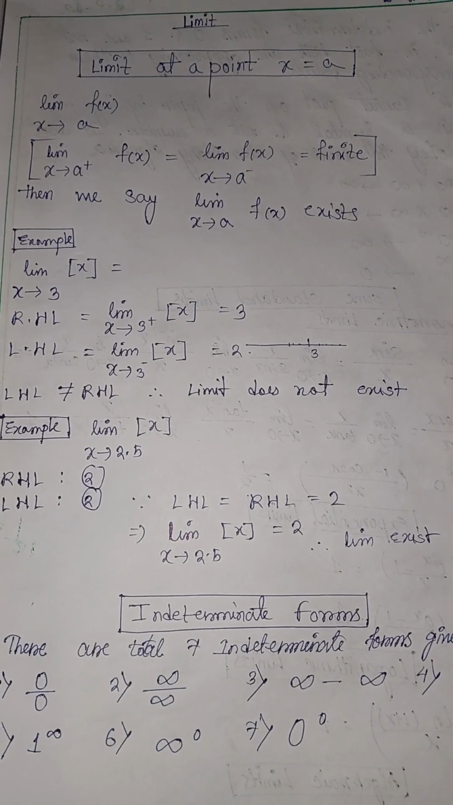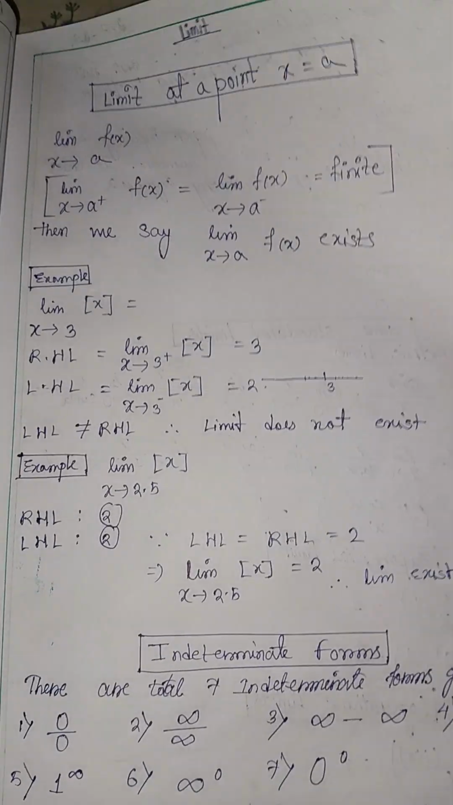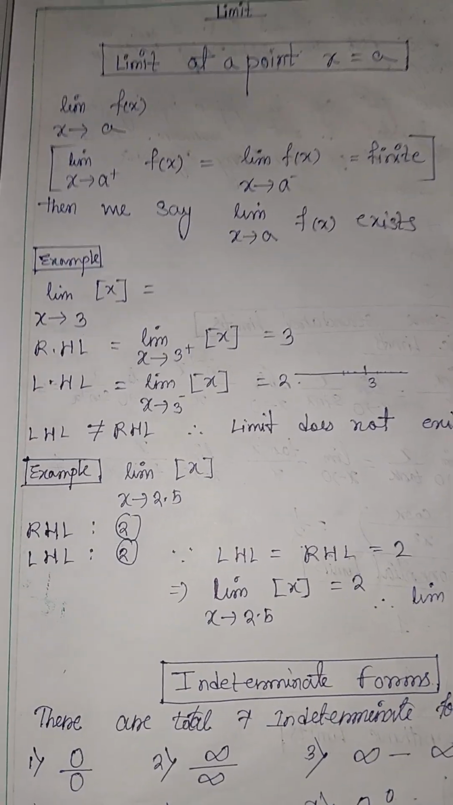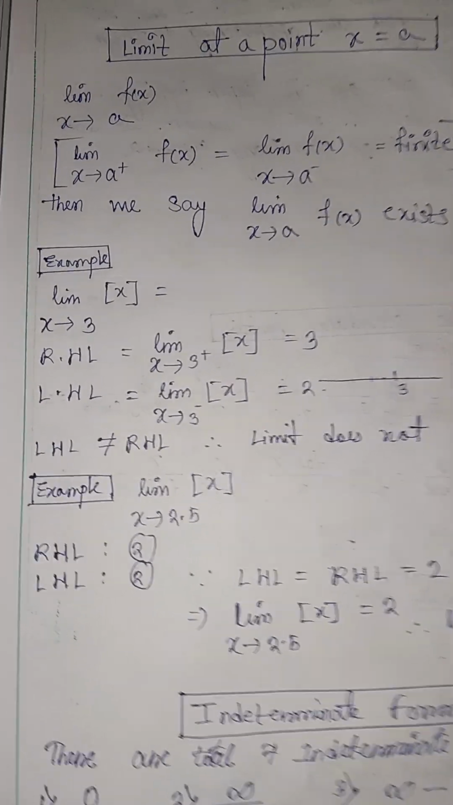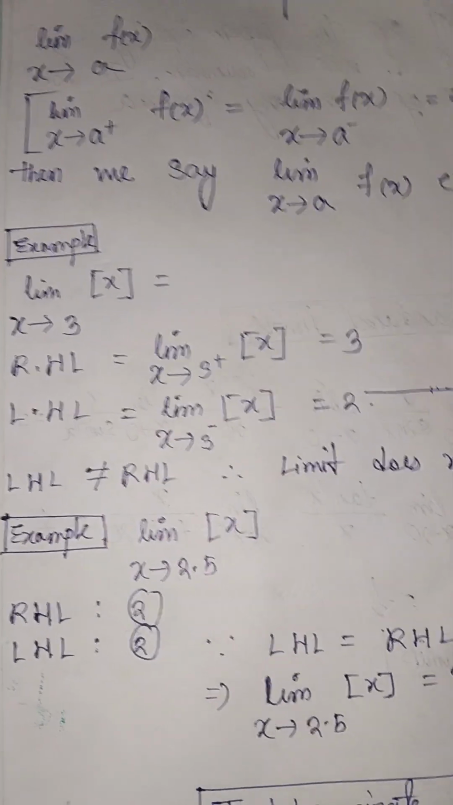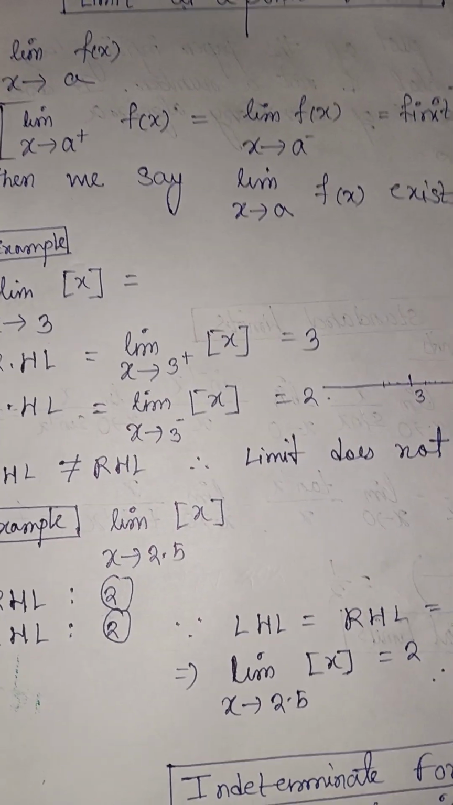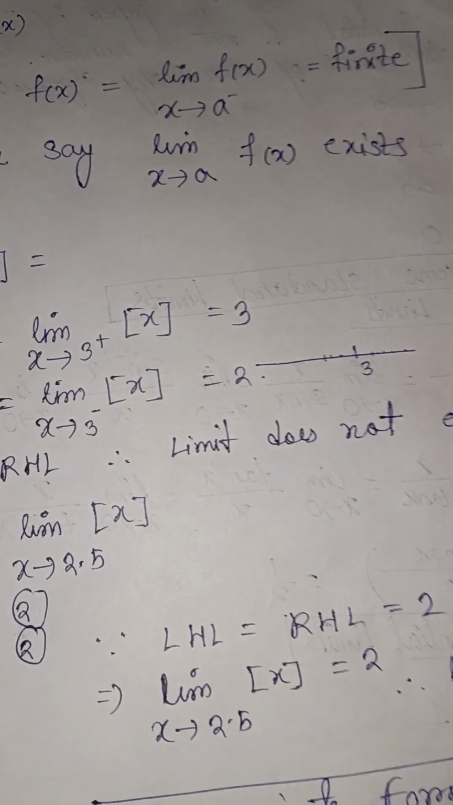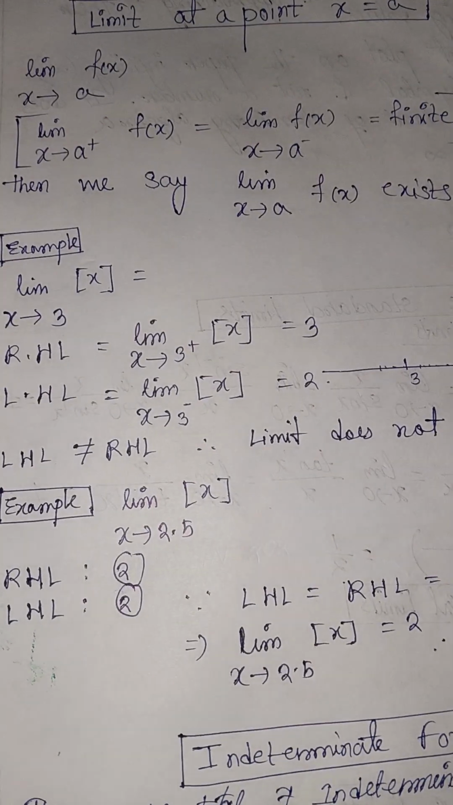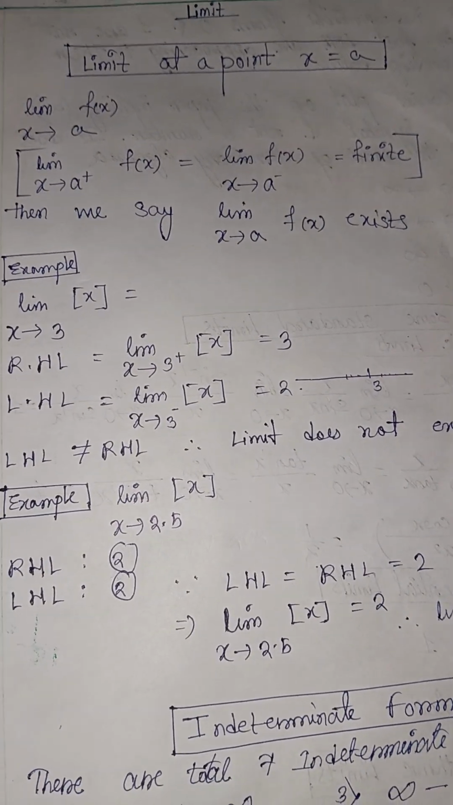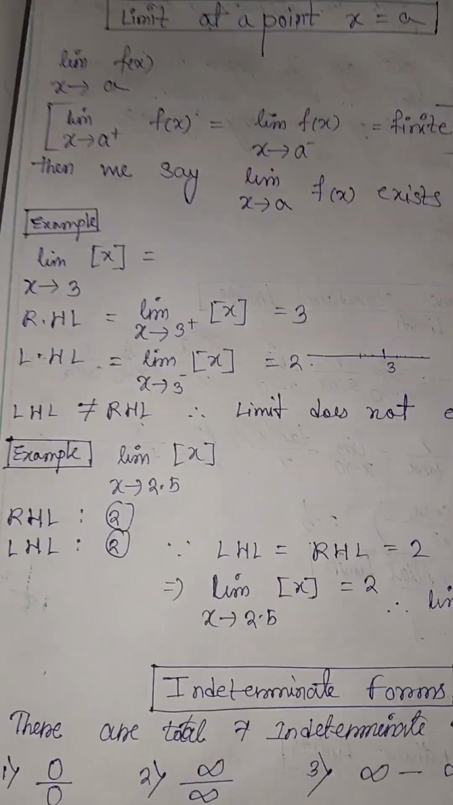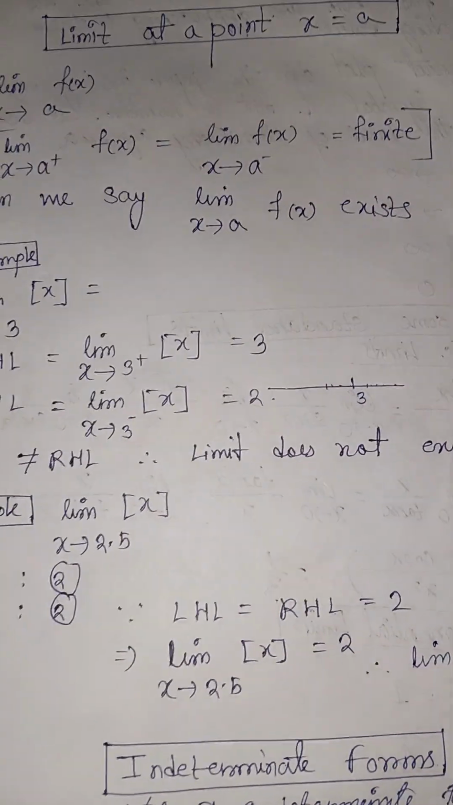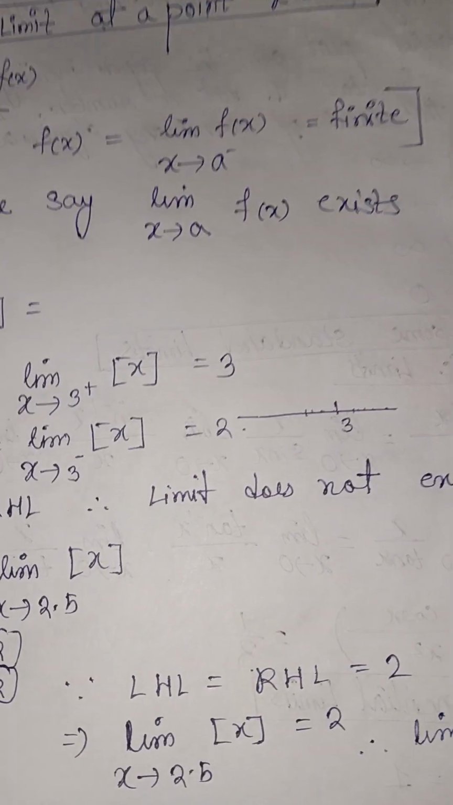Today's topic is limit. The limit of f(x) as x tends to a: the formula is limit x tends to a plus f(x) is equal to limit x tends to a minus f(x), which is equal to a finite value. So that's the formula. अगर ये prove हो जाता है, then we say limit x tends to a f(x) exists.